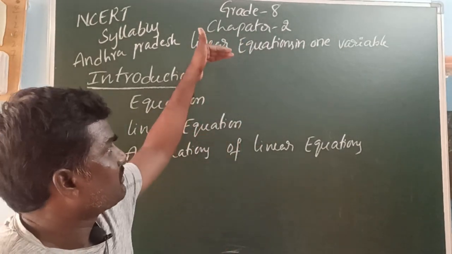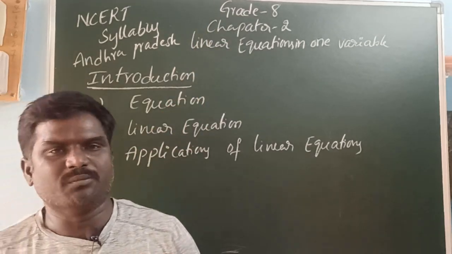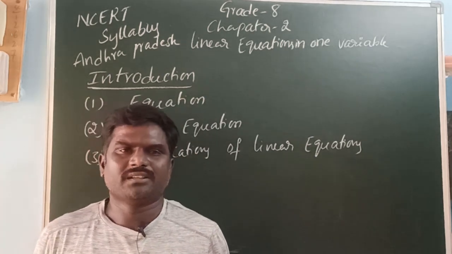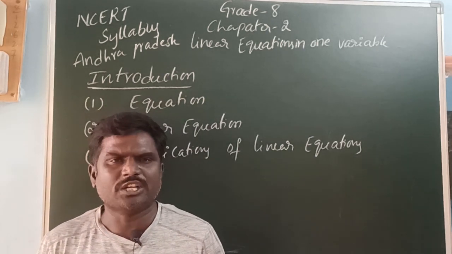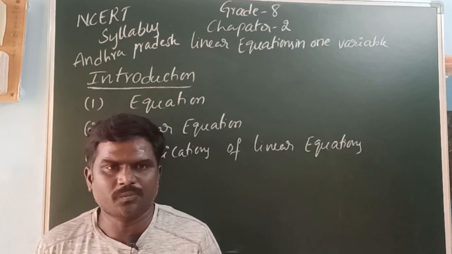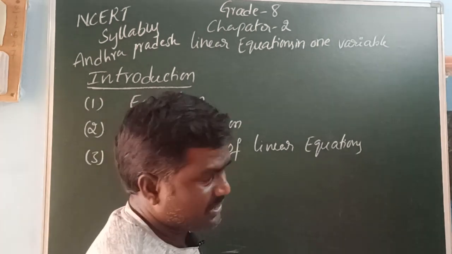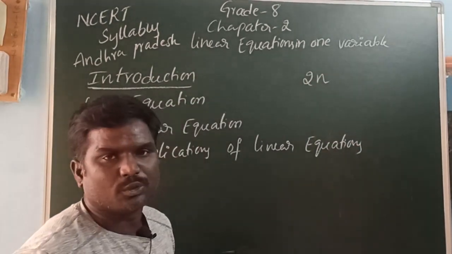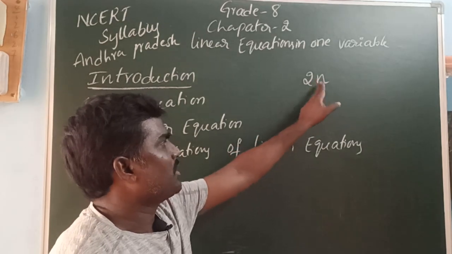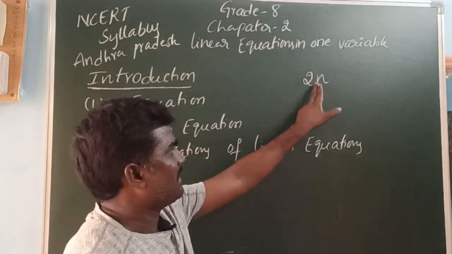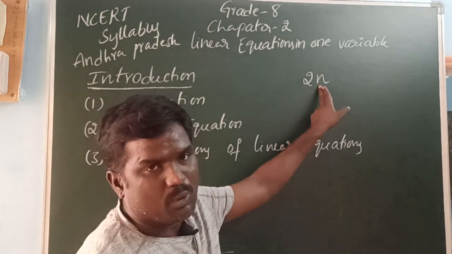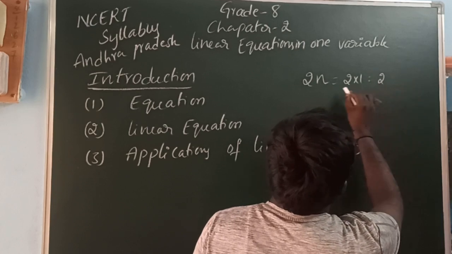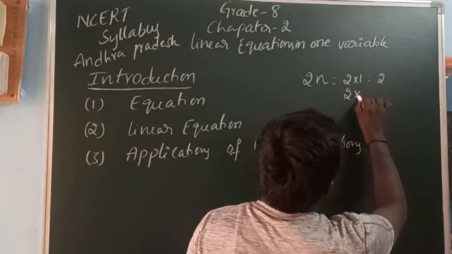Okay, before you go to the chapter, know about that variable. Variable means what? Any symbol that can change for a numerical value, that symbol is called variable. For example, we take that even numbers are in the form of 2n. Here 2n means 2 into n. Here what is the symbol? n. In the place of n, we can put 1, then we get 2 into 1, that is 2. In the place of n, we can take 2, 2 into 2, that is how much?